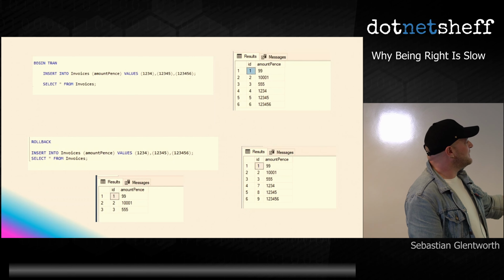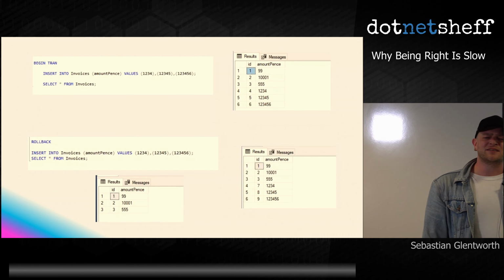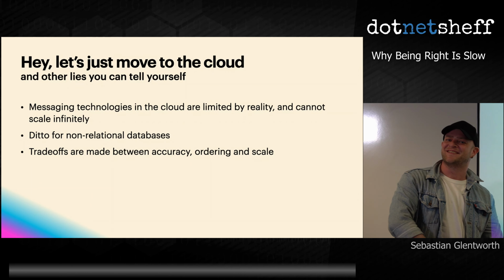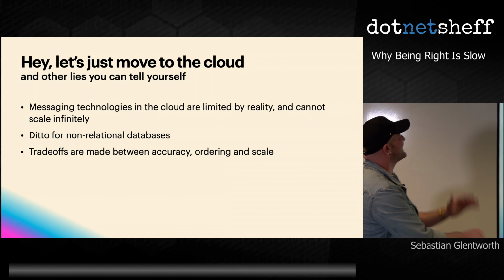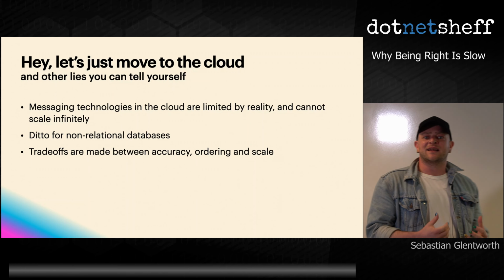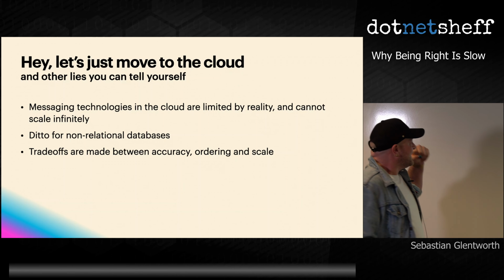So, with this kind of stuff, everyone says, well, it's a scaling problem, isn't it? So, it's just that we can't scale big enough. So let's just move to the cloud. Everyone likes to move to the cloud. We've got infinite scale everywhere if we go to the cloud. So messaging technologies are similarly limited in what you can do if you want to be fast.